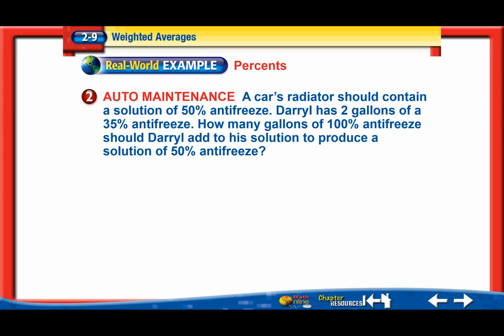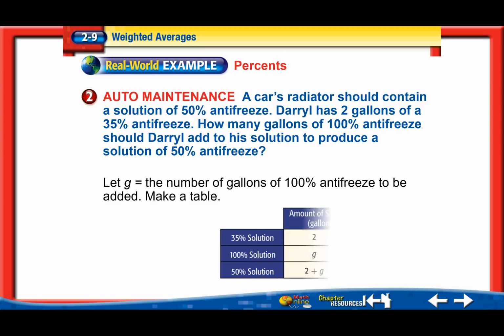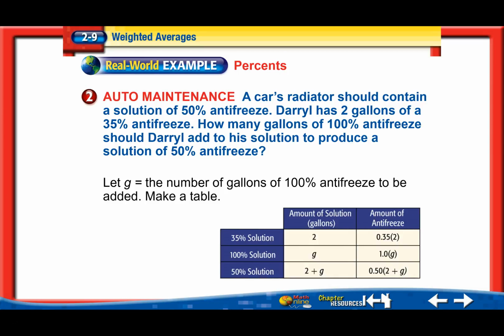All right, percents. A car's radiator should contain a solution of 50% antifreeze. Daryl has 2 gallons of 35% antifreeze. How many gallons of 100% antifreeze should Daryl add to produce a solution of 50%? This looks different. It's really the exact same thing. You're just using a percent instead of a price. So we're going to let G be the solution.